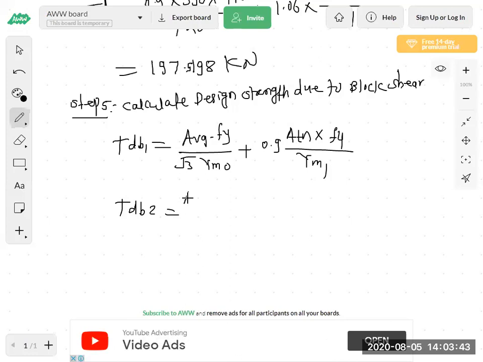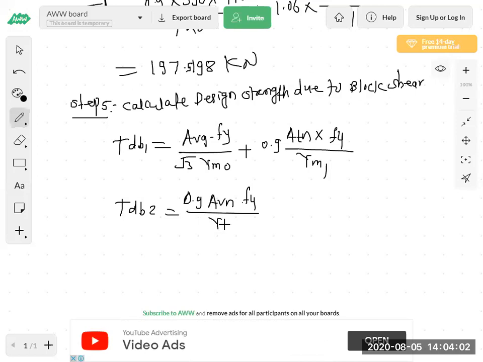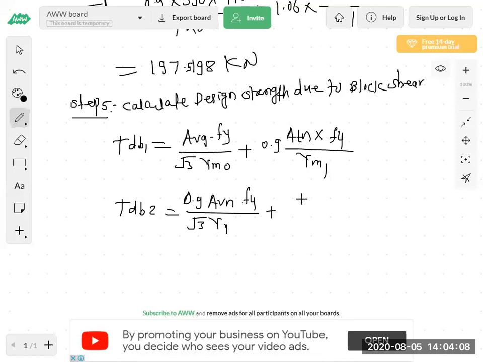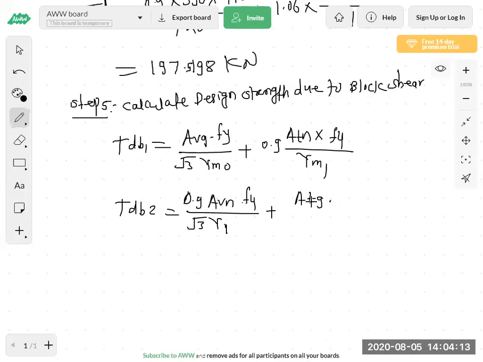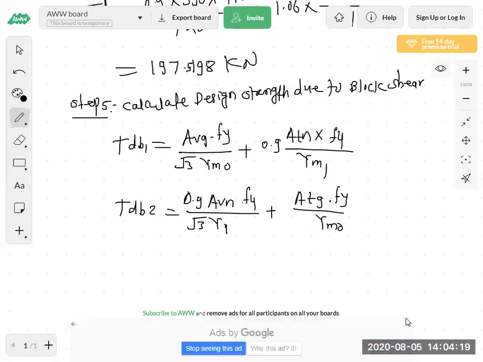And TDB2 is 0.9 into AVN into FU divided by root 3 gamma M1, plus ATG into FY divided by gamma M0. So these two formulas are given in page number 33 of IS 800 2007.